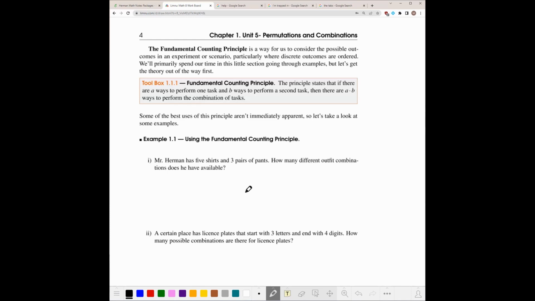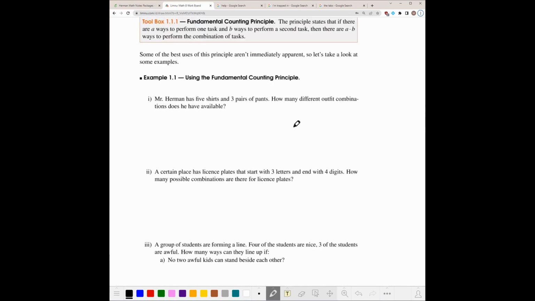So here's some examples. Mr. Herman, handsome guy he is, has 5 shirts and 3 pairs of pants. How many different outfit combinations does he have available? Well, if I have 5 shirts, that's sort of in task A, I have 5, and in task B, the number of pants, I have 3. 5 times 3, I have 15 different combinations.